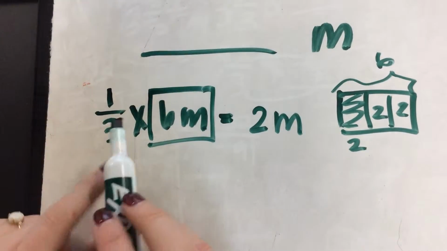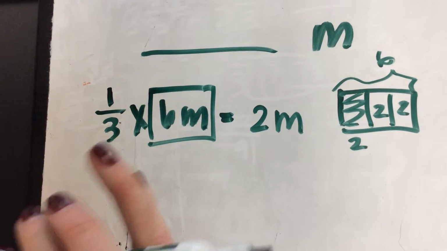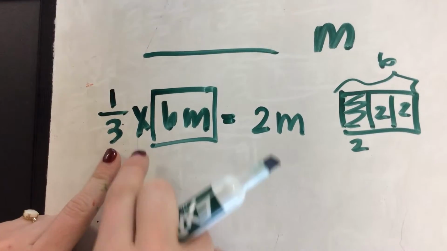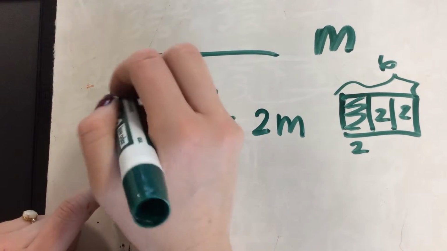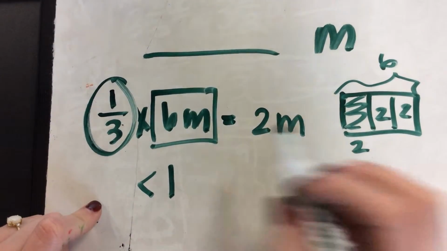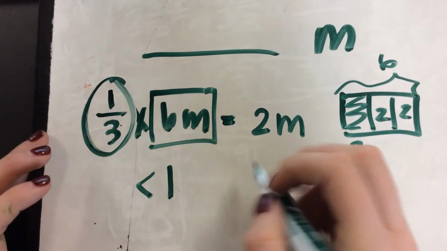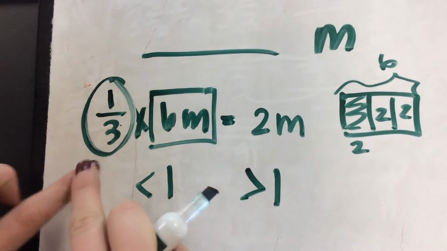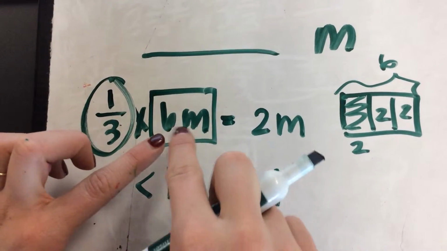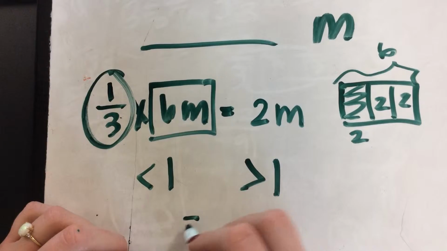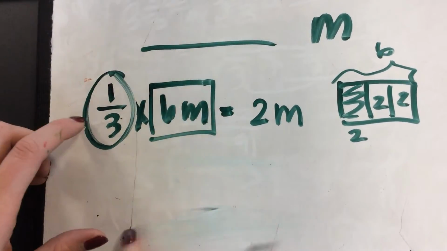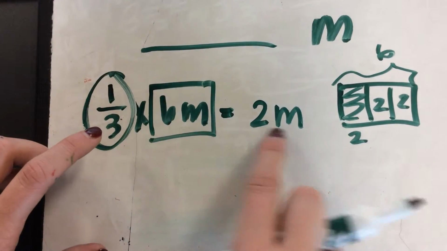A scaling factor is just a number that we multiply our number by to scale it either up or down, and we are scaling 6 meters by 1/3. If our scaling factor is less than 1, then it is going to make our answer become smaller. If our scaling factor is greater than 1, our product will be bigger than our original factor. And if our scaling factor is equal to 1, well, then we're just multiplying it by 1, so it would be the same. So this one is smaller than 1, so when we multiplied it, it made it go down.